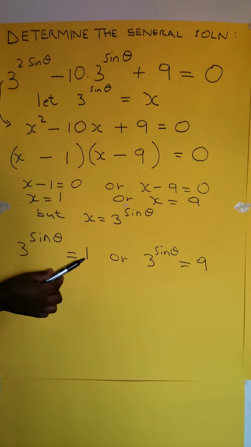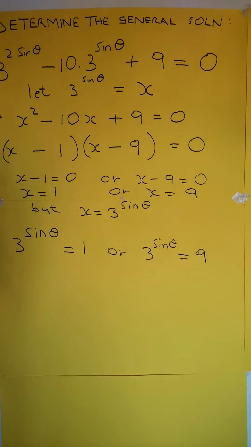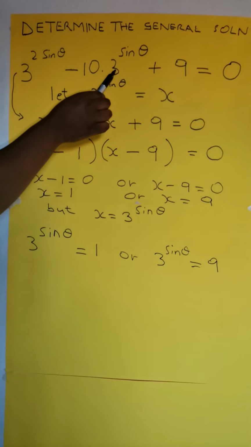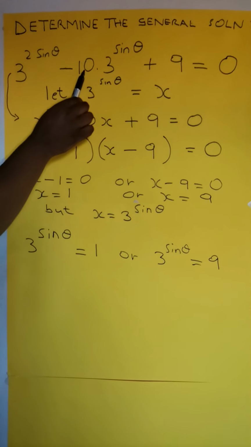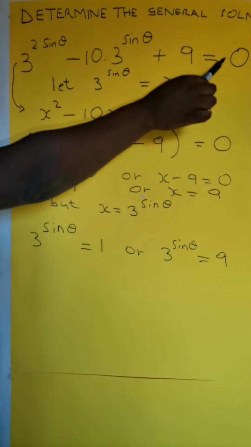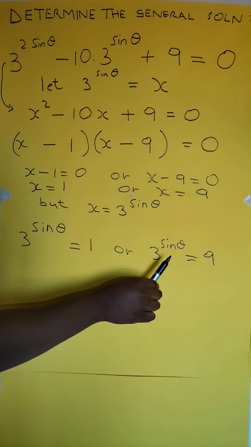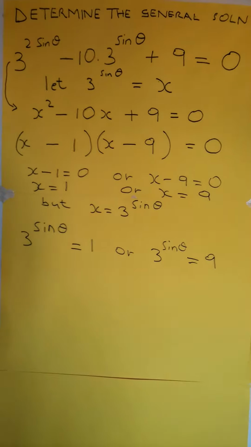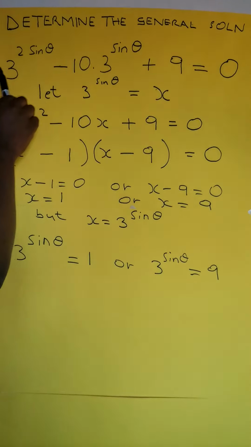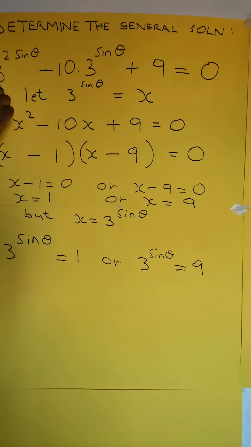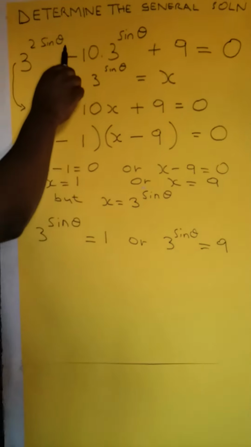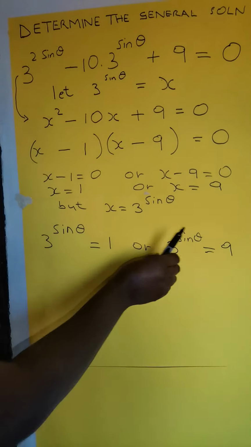Okay, so you can even check this. If you put 1 where there's a 3 to the power sine theta, you have 1 squared minus 10 times 1 plus 9. So we have 1 minus 10, that's minus 9, plus 9, that gives us 0. So this is valid. And if you put 9 where there is 3 to the power sine theta, you will see that this is actually true, because you have 9 squared, which is 81, minus 10 times 9, which is 90. So 81 minus 90 gives minus 9, and minus 9 plus 9 is equal to 0. So this is very true.